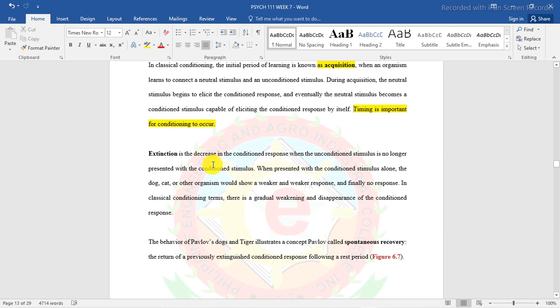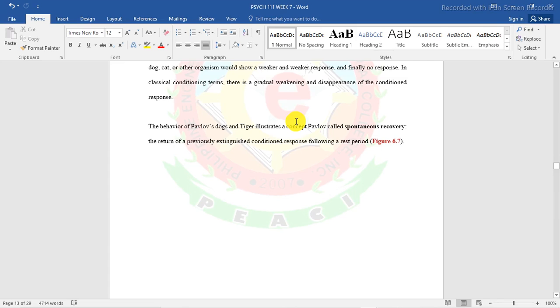So, also, extinction is the decrease in conditioned response when the conditioned stimulus is no longer presented. So, this is what I was saying. Nothing happened because you were late with the timing. When presented with a conditioned stimulus alone, the dog, cat, or organism would show a weaker response and finally no response. In classical conditioning terms, there is a gradual weakening because you were late. What is crucial there is your timing. Extinction happens because, as I said, you gave the bell and the food was late, because you have lost your timing.